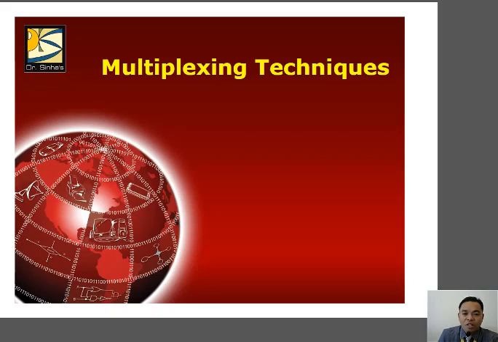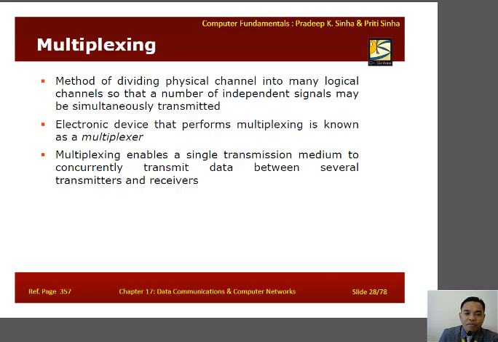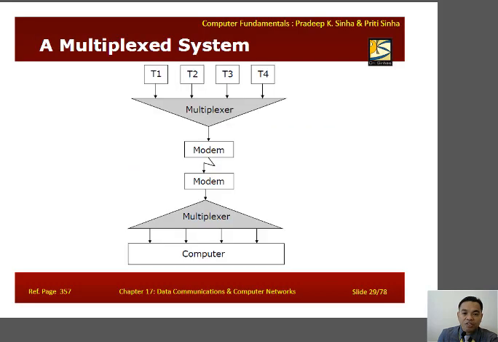So next topic is all about multiplexing techniques. So what is this multiplexing all about? It is a method of dividing a physical channel into many logical channels so that a number of independent signals may be simultaneously transmitted. And we have here a term, multiplexer. It refers to an electronic device that performs multiplexing. So multiplexing enables a single transmission medium to concurrently transmit data between several transmitters and receivers.